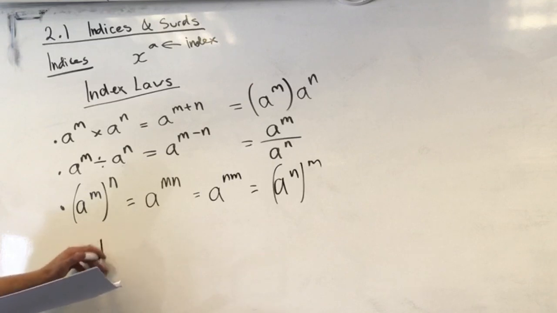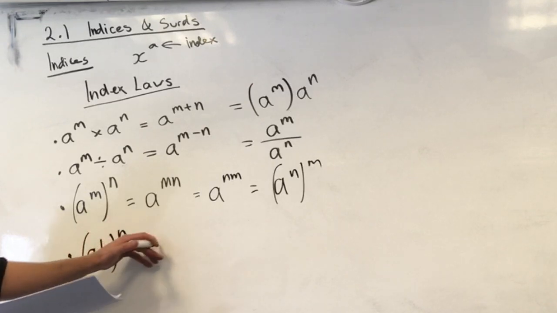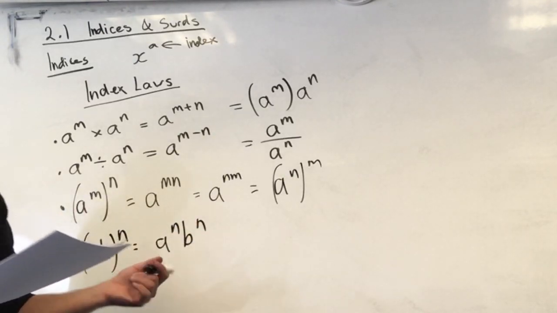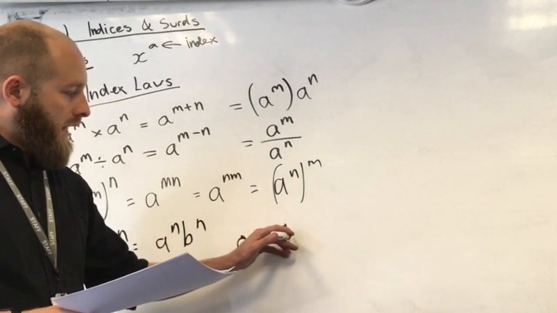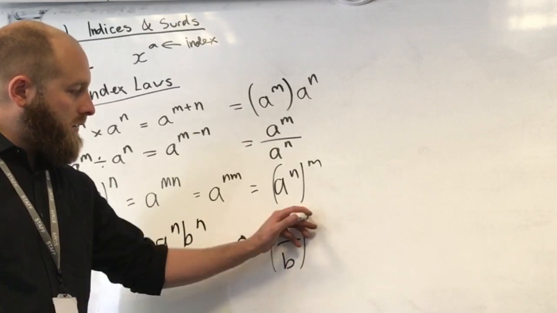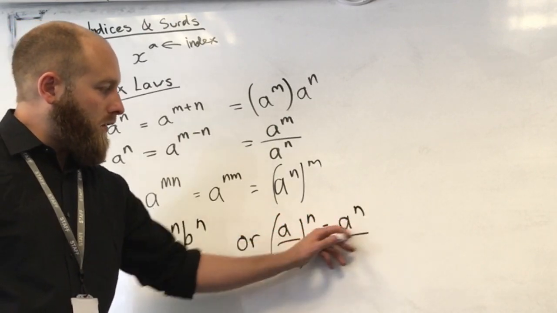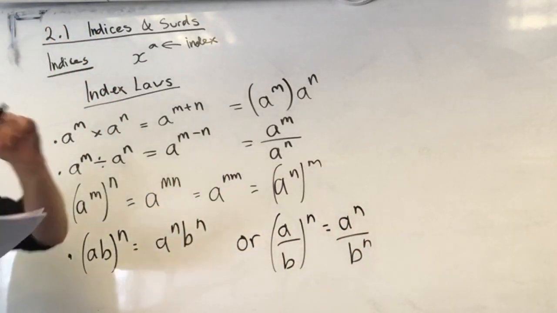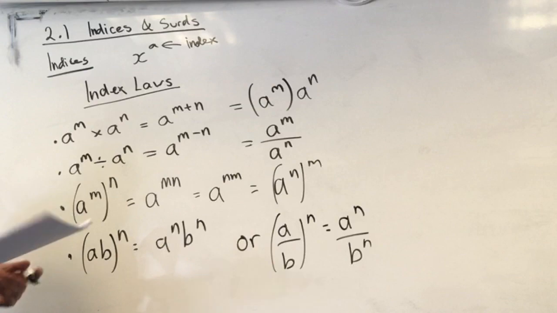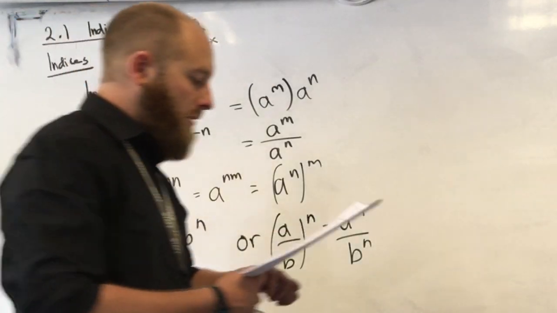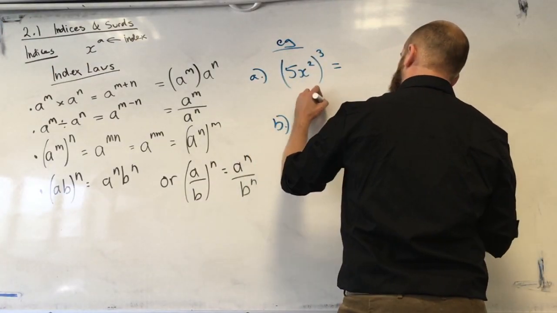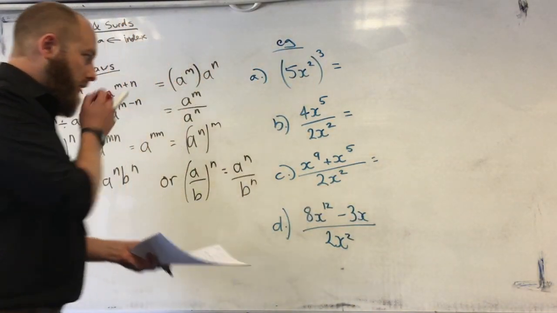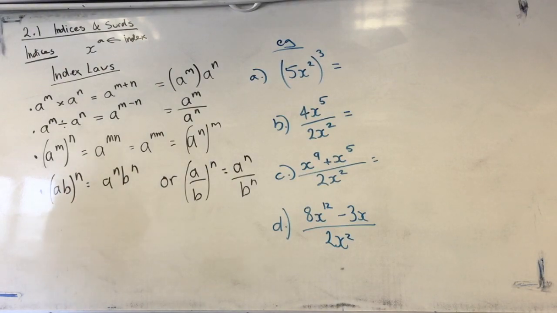rules. Next one, ab to the n is a to the n, b to the n. And that rule still holds true if you've got a over b to the power n, a to the n over b to the n. So you need to learn these rules, and the best way to do it is to practice them as much as possible. So we're going to go through 4 quick examples now. So pause it, give those a go using these 4 rules.